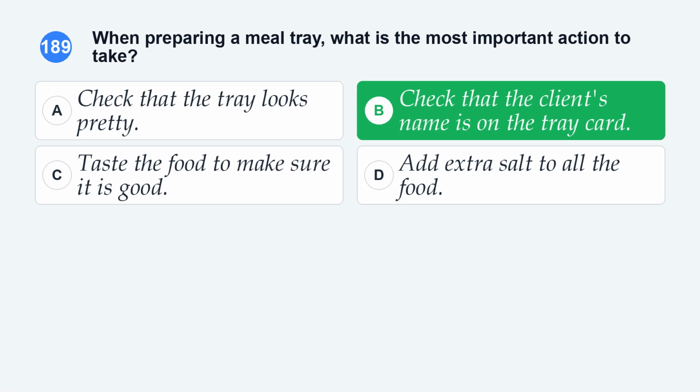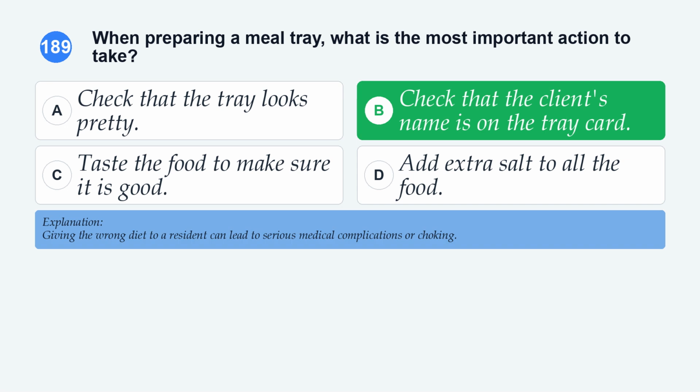The correct answer is option B. Check that the client's name is on the tray card. Explanation. Giving the wrong diet to a resident can lead to serious medical complications or choking.